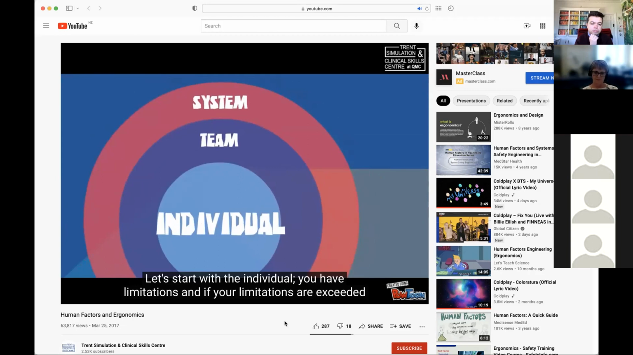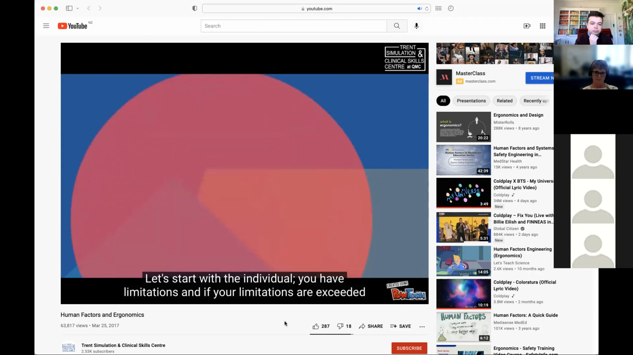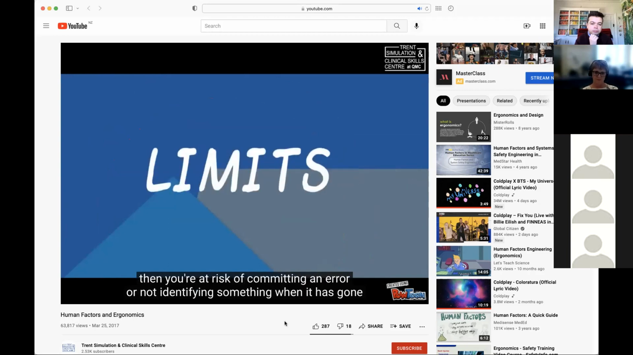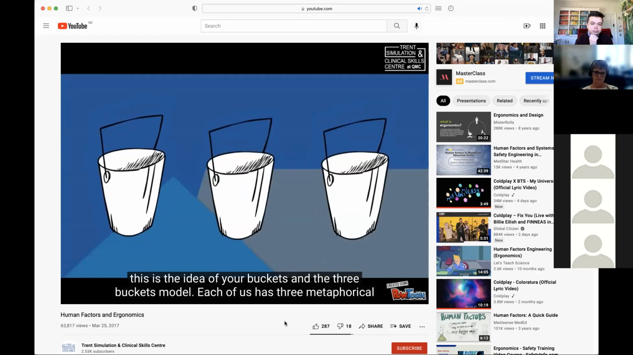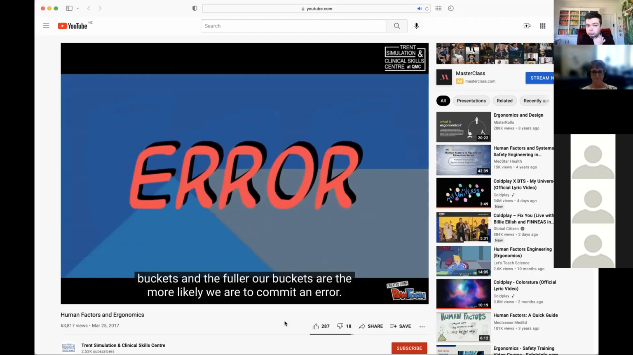As a human being, we have limitations. The problem is that when we reach our limits, if we overcome our limits, we're far more likely to commit an error or not identify when an error has occurred. A great way to think about this is to think that you have got 3 metaphorical buckets, and the fuller those buckets with stuff, the more likely you are to commit an error.